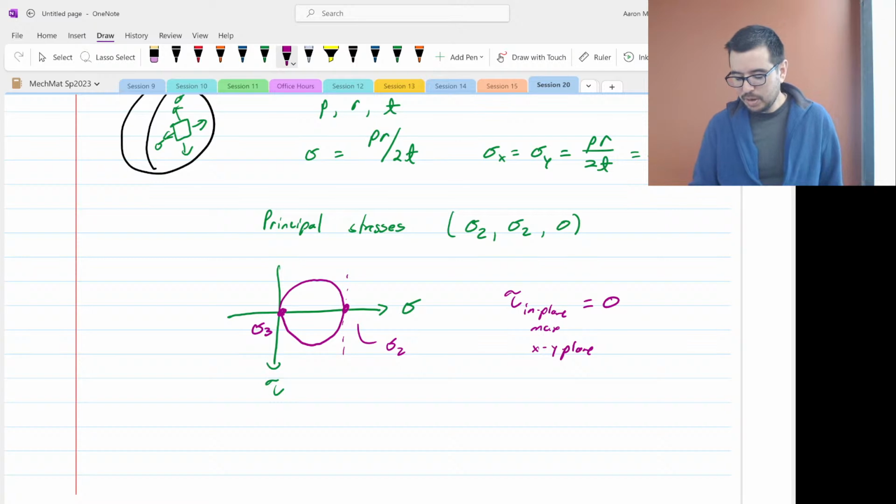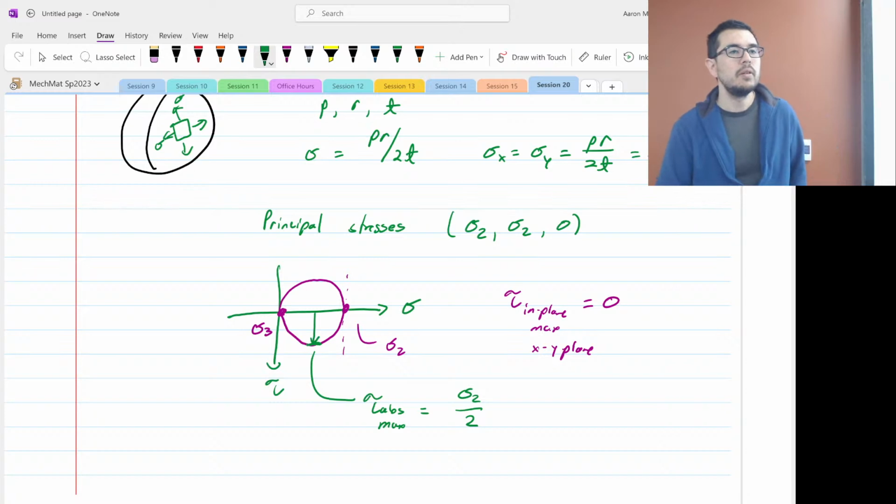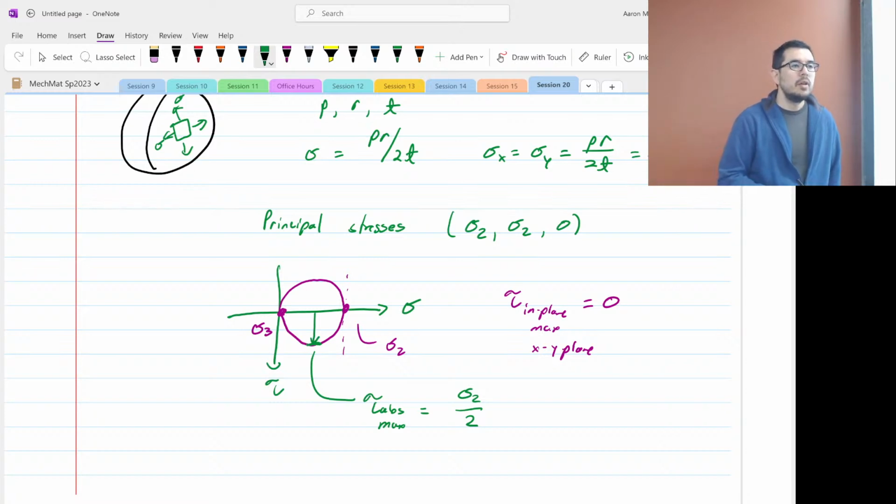So now, what do we know? If we're looking at tau absolute max, it's a different story. It's going to be sigma 2 divided by 2, because this would be looking at either the YZ plane or the XZ plane. And we have 2 to choose from because sigma x is equal to sigma y. Did that make any sense? Is that helpful? Okay. Good.